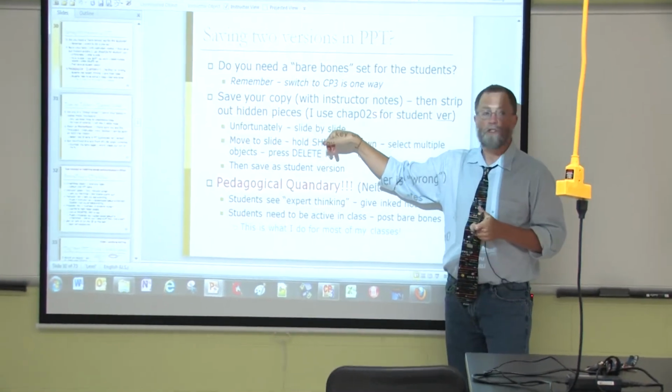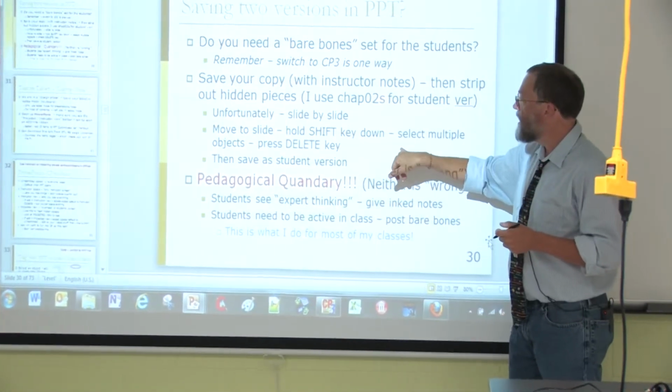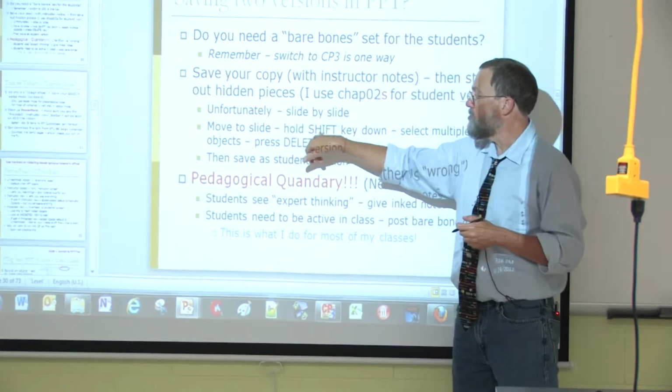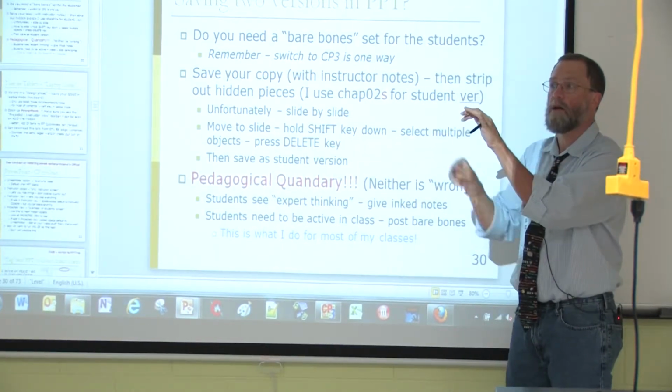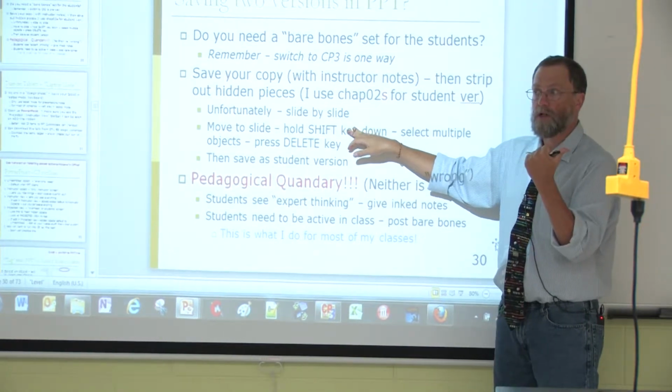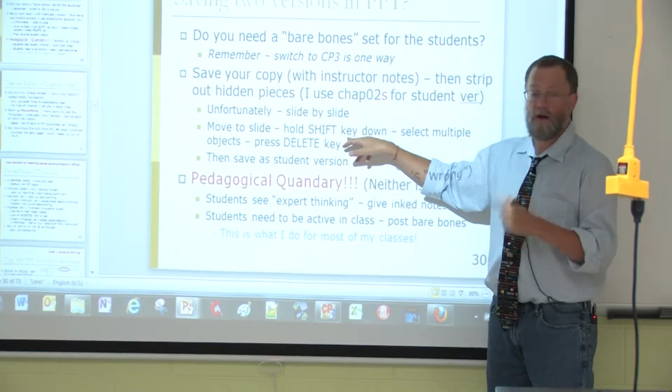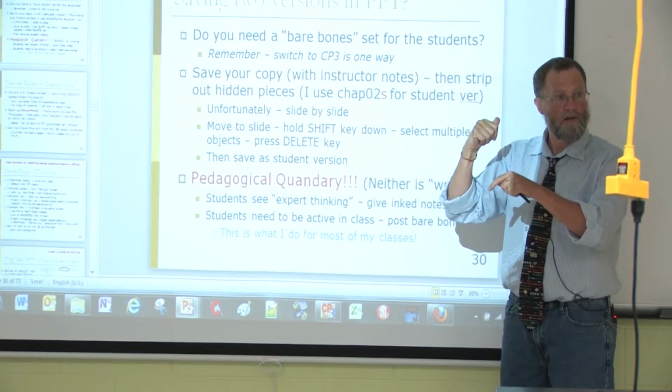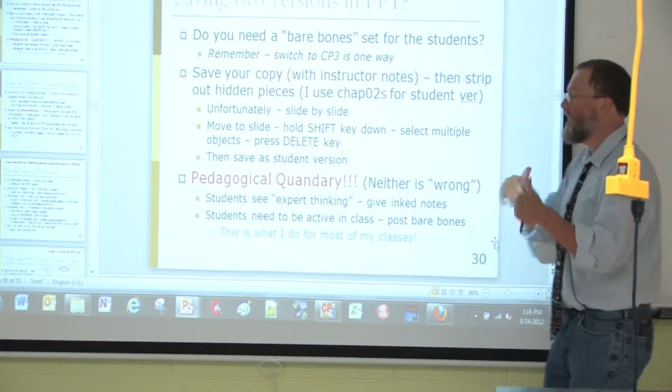Unfortunately, you've got to go slide by slide. But if you're on a slide, you can hold the Shift key down, click on a bunch of things, and then delete all of them right away. And again, I'll show you that we're going to tag them as a particular color, so you just go everything green. Click, click, click, click, delete. And it's all done on that one slide, but I do have to go slide by slide.